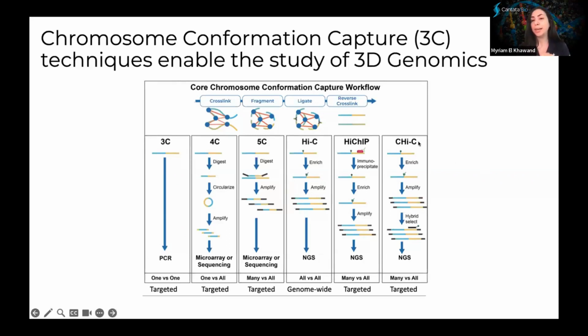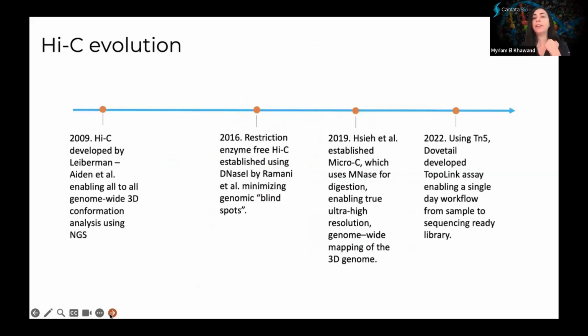HiChIP and capture Hi-C are also methods that use next generation sequencing, and they use the Hi-C workflow, but they're not genome-wide, they're targeted approaches because they're anchoring the interactions to either a protein of interest, and that would be in the case of HiChIP, or specific sequences of interest, and that would be capture Hi-C. And in the next slides, I'll talk a little bit more in detail about the HiChIP and capture Hi-C assays. For now, I'll dive a little bit more into the Hi-C evolution.